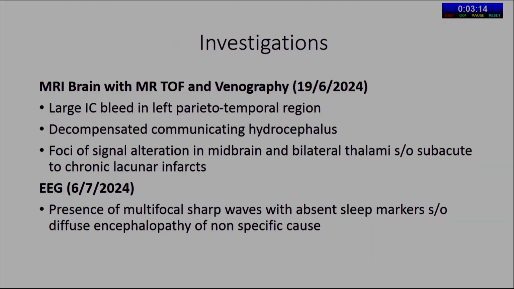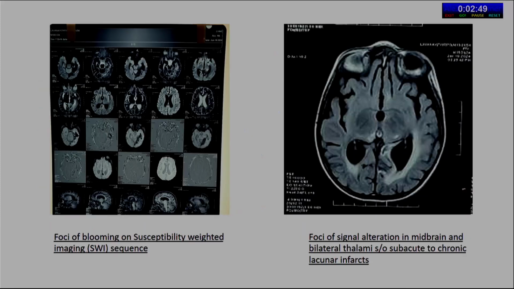Investigations: MRI brain with MRI time of flight and venography. It showed a large intracranial bleed in the left parieto-temporal region, a decompensated communicating hydrocephalus, and foci of signal alteration in the midbrain and bilateral thalami, which is suggestive of subacute to chronic lacunar infarcts. The EEG done showed presence of multifocal sharp waves with absent sleep markers, which was suggestive of diffuse encephalopathy of non-specific cause. This is the MRI.